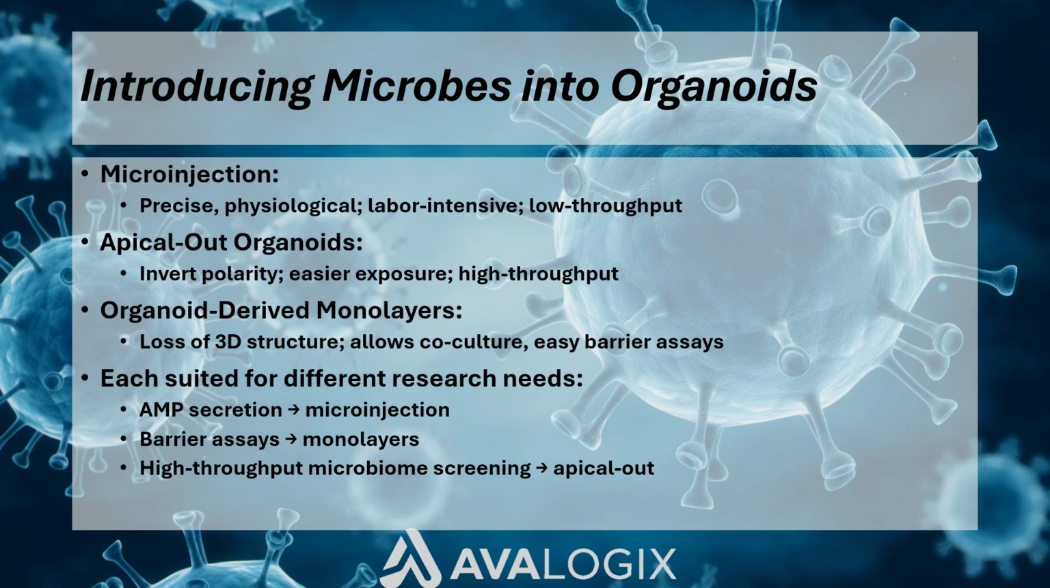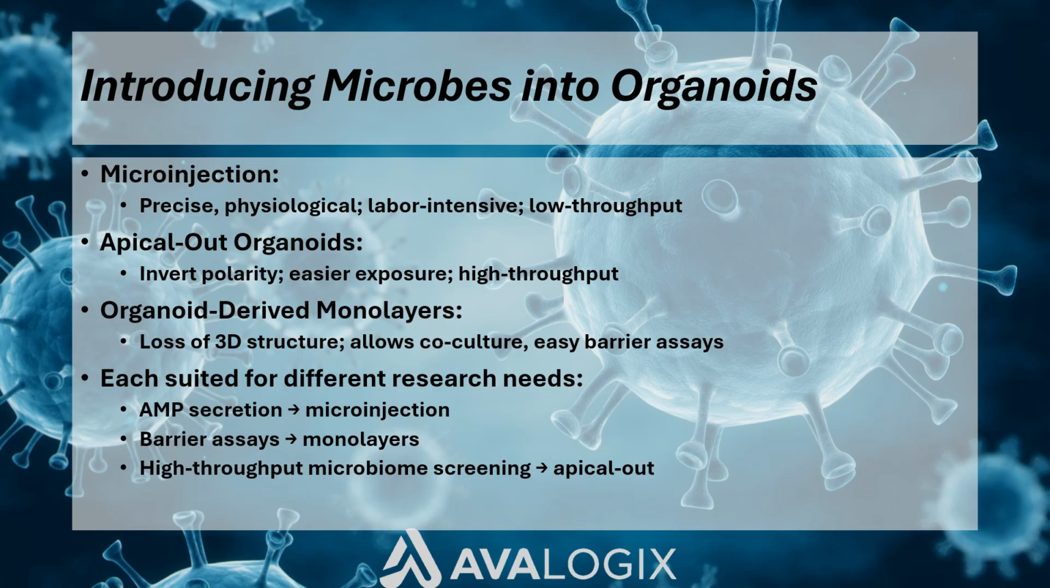This is the gold standard for introducing microbes directly into the organoid lumen. It involves using a fine microneedle under a microscope to inject bacteria, viruses, or even complex microbial communities into the center of each organoid. This mimics the natural orientation. Microbes are placed exactly where they'd be in the gut. The downside? It's labor-intensive, technically challenging, and low throughput. But for detailed mechanistic studies, it's extremely valuable.